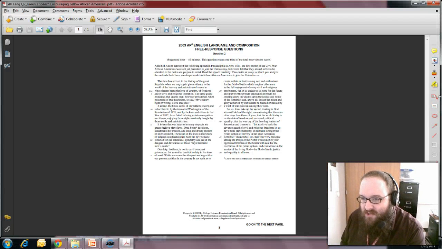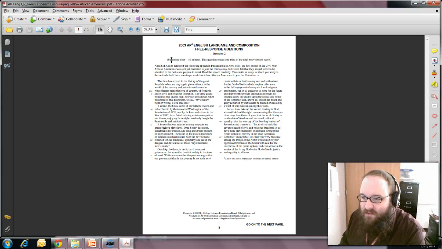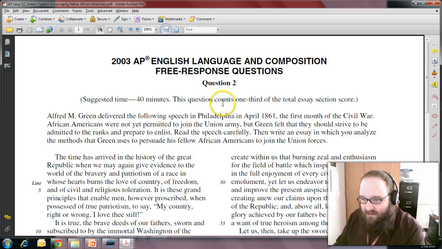Here is a page out of the 2003 AP Lang exam from the free response question section. This is the Q2 from 2003. We can look at these old Q2s because the rhetorical analysis prompts have not changed much in the last couple of decades. Let's zoom in here and take a look at what we see.